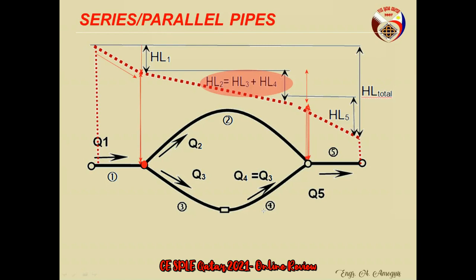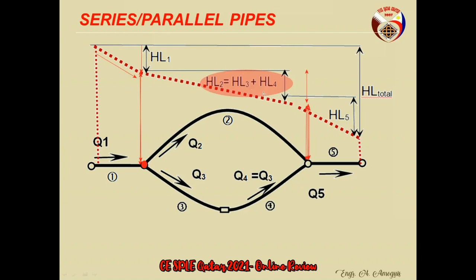So, gano'n. And the head loss of the system, the total, is of course yung head loss 1 plus head loss 2 plus head loss 5. Baka kasi, let's say, find the total head loss of the system, baka i-add nyo yung 1, 2, 3, 4, 5. Hindi ganon. Tama? Yung total head loss ng system is head loss 1 plus head loss 2 plus head loss 5, kasi yung head loss 2, equal lang yan sa head loss 3 and head loss 4.